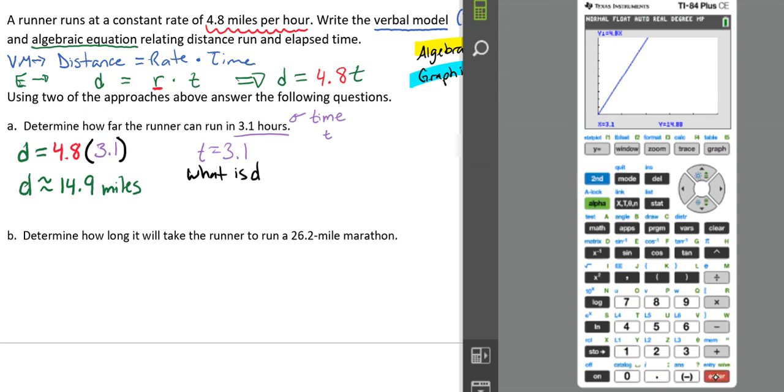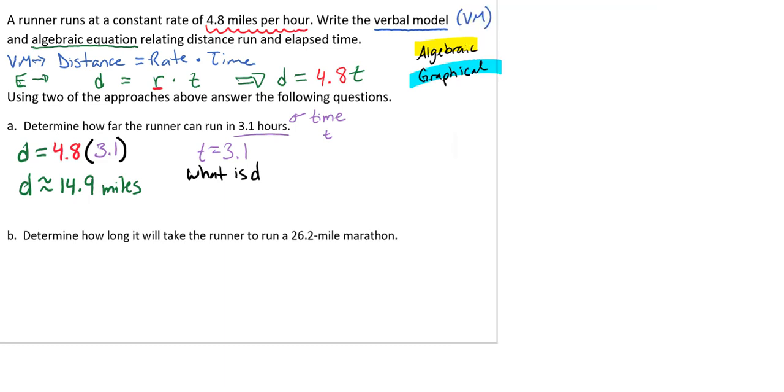So we'll plug it in, and it's going to tell us that our y is about 14.88. About 14.88, so we can write that down. So it said d is about 14.88, which when we round that to one decimal spot, we get 14.9, just like we did algebraically. So we can see that we did it correctly.